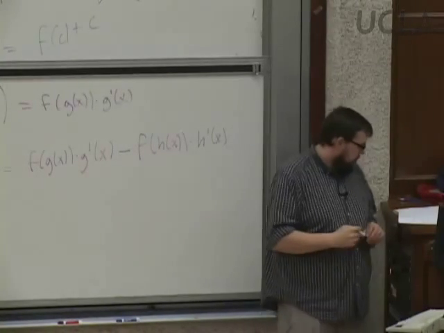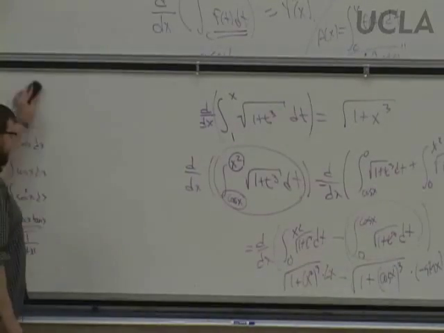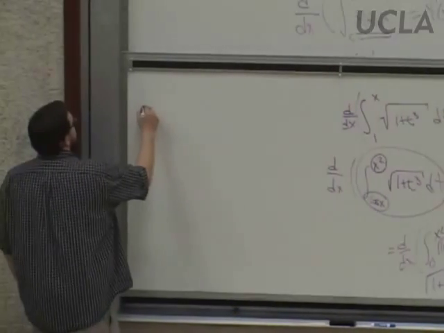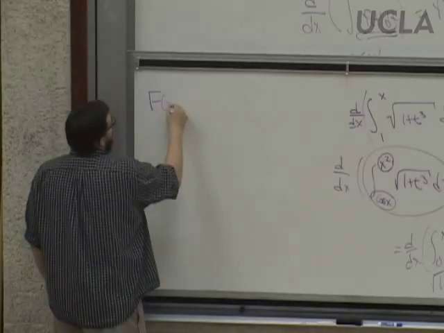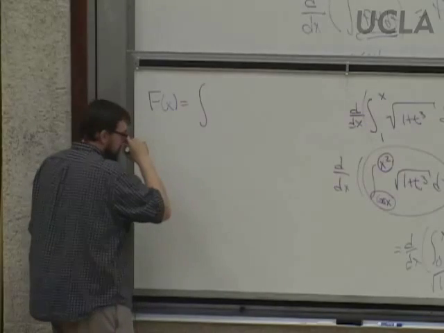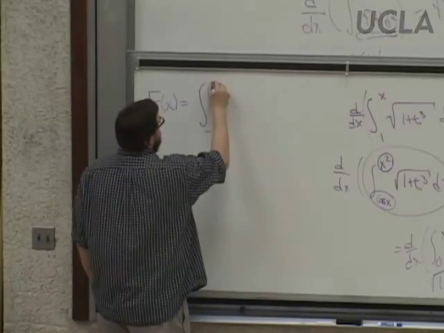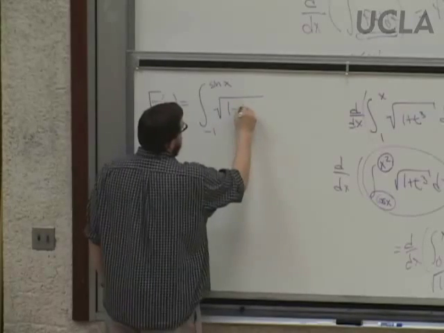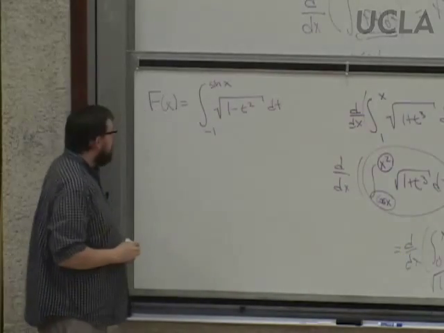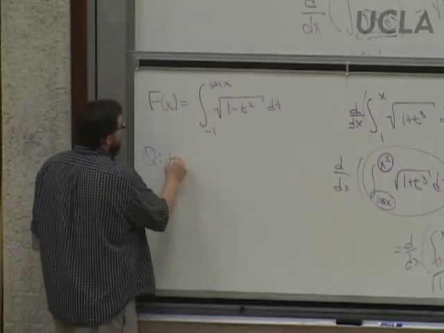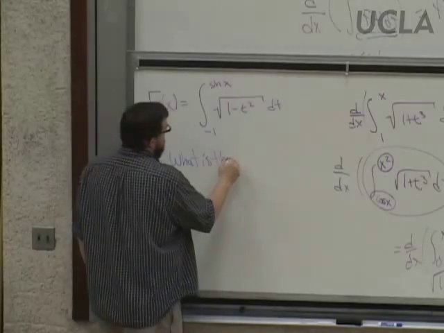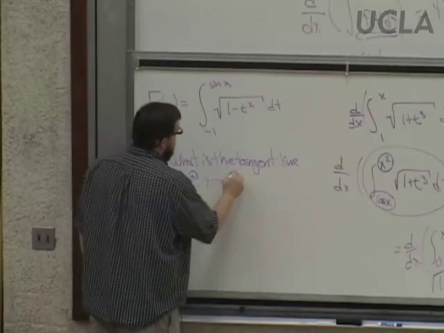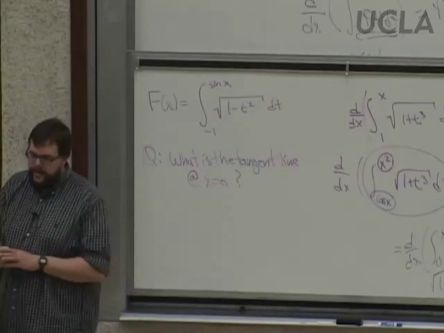All right. So let's try a problem. Suppose I ask the following question. Suppose I say that capital F of x is the integral from negative 1 to sine of x of the square root of 1 minus t squared dt. And I say, what is the tangent line at x equals 0? This might be a kind of question that I might ask.